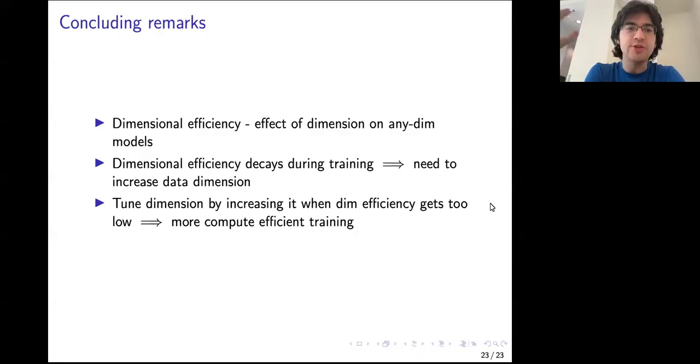And so what we need to do is increase the data dimension throughout training. And we can tune the dimension by increasing it when the dimensional efficiency gets too low, and that allows for more compute efficient training. And that's the idea of what our algorithm is doing, and for more runtime efficient training.